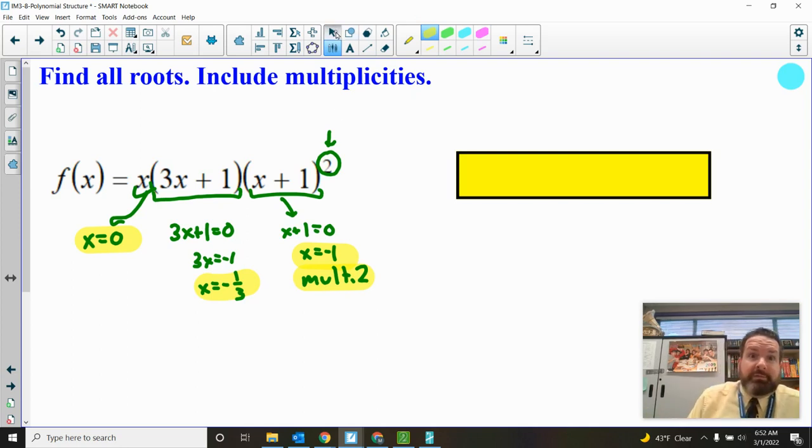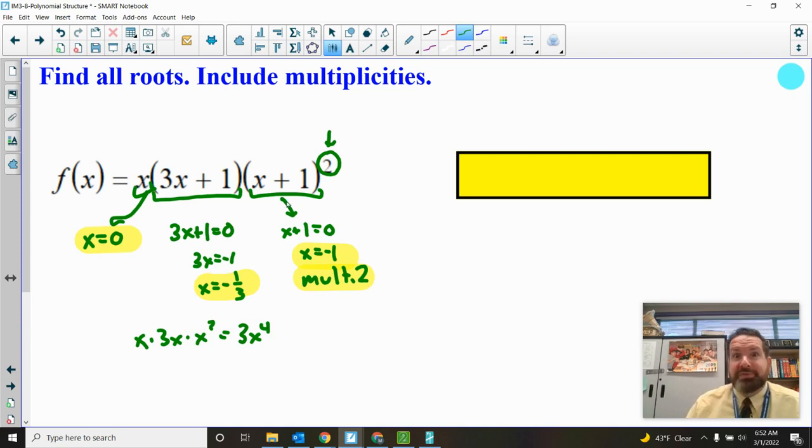Side question, just because I'd like you to be good at this skill as well. What's the degree? If you multiplied all of this out, what would the degree be? Well, I got x times 3x. I'm focusing just on the front terms. x times 3x times x twice. That's 3x to the fourth. So this is a fourth degree polynomial with a leading coefficient that's positive. So its end behaviors would be up on both ends. That's something you can tell just by looking at the factored version of the polynomial. And that is a skill that's going to be valuable for you going forward.